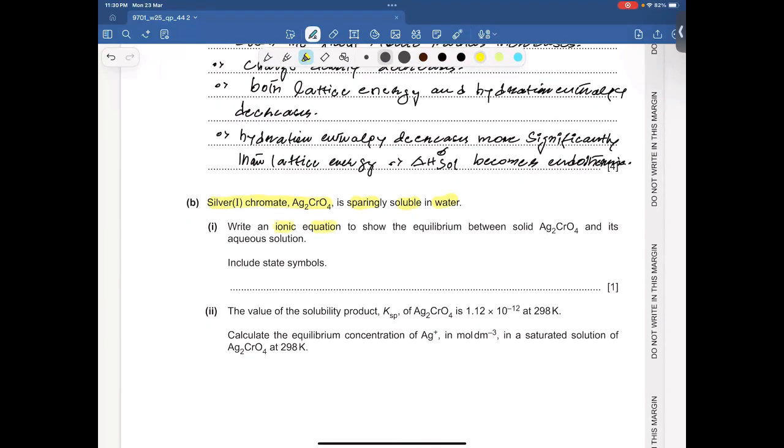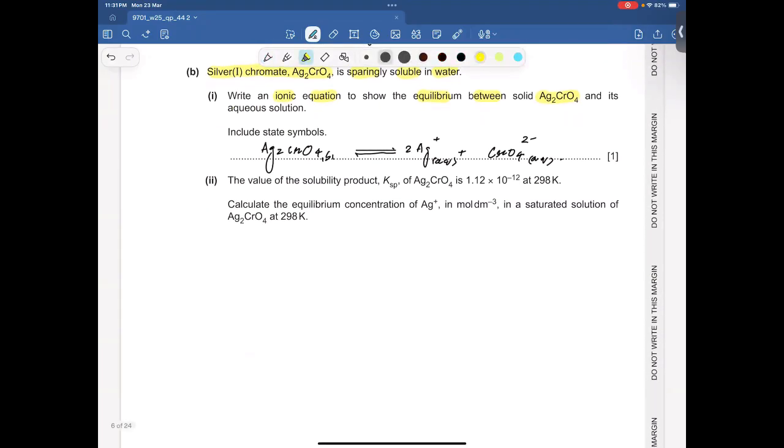Write an ionic equation to show the equilibrium between solid silver chromate, which has a formula of Ag2CrO4. It ionizes slowly and reversibly into silver ions and chromate ions. By the way, CrO4 has 2 minus charge. Since we have 2 silver atoms here, I need to put 2 here. This is solid, and these 2 are aqueous as they are ions. Okay.